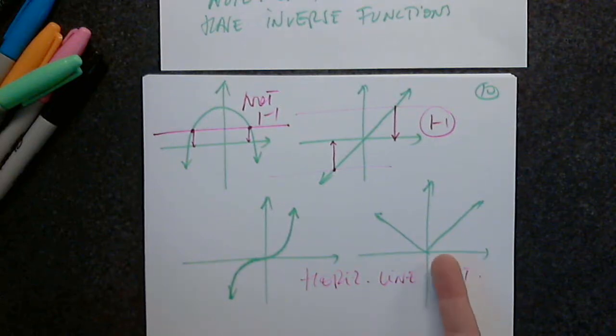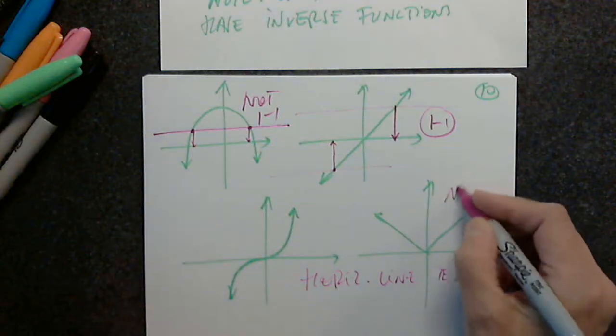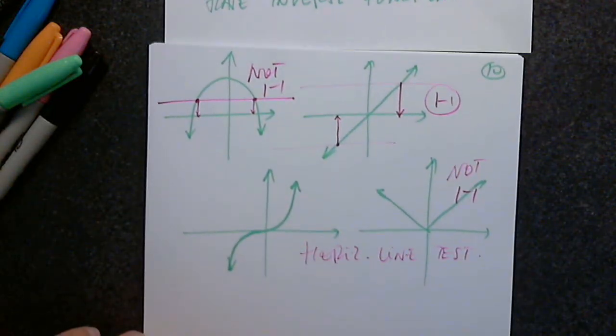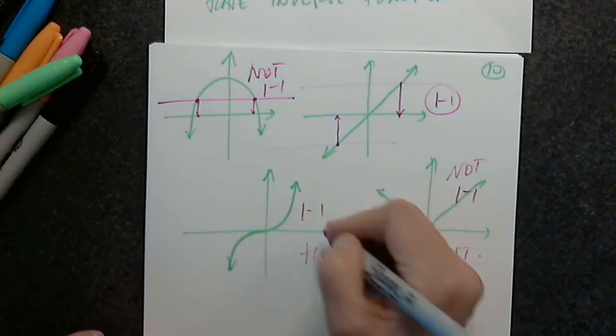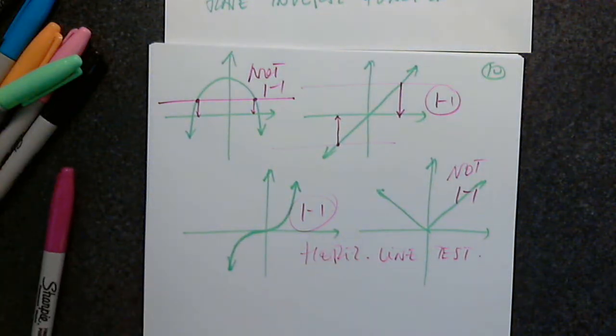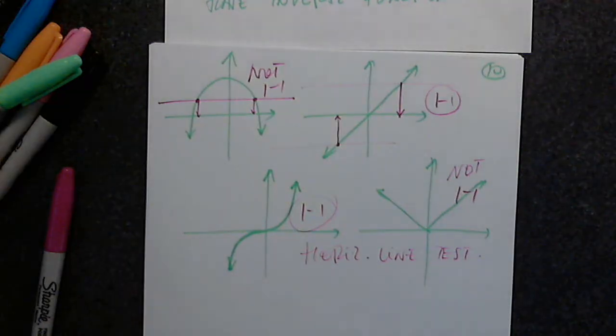What about the absolute value? Is absolute value a one-to-one function? No, by the horizontal line test, not one-to-one. What about x cubed? Is x cubed a one-to-one function? Yes, it is, because if I cross it out as many times as I want with horizontal lines, they will all cross the function in only one point. Question so far?